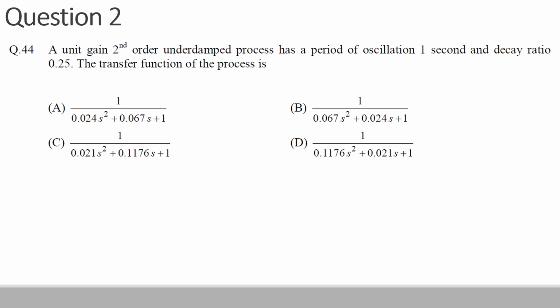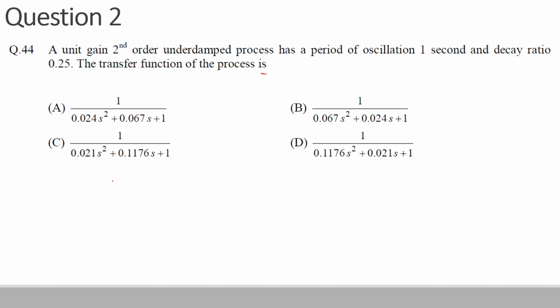Now we will go through the methodology behind this second question and then try to solve it. The second question is: a unit gain second order underdamped process has a time period of oscillation of 1 second and a decay ratio of 0.25. The transfer function of the process is dash.